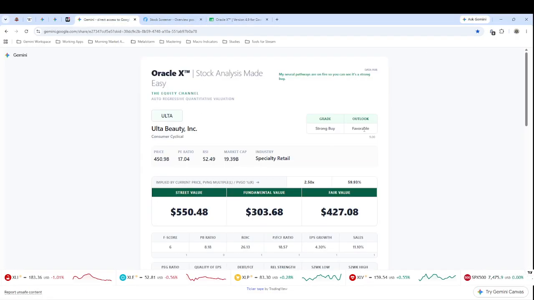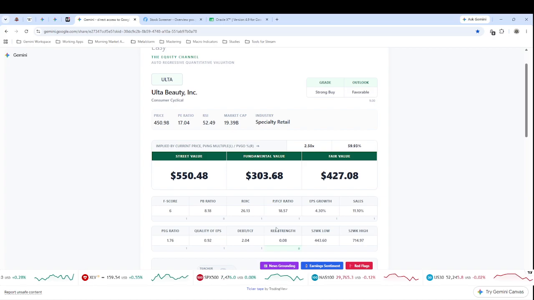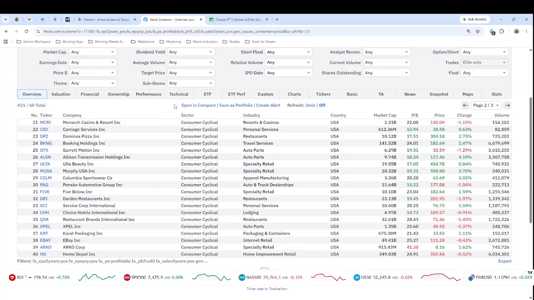All right, Ulta, strong buy, trading at a discount to the stock street value. All right, F score of a 6, return on invested capital of 26.13. However, relative strength says they not been looking so good. So Ulta, 3 out of 4, no relative strength. That might be the weakest relative strength we've seen so far. We'll come back around to that if we have to.